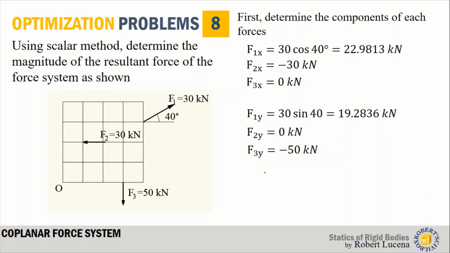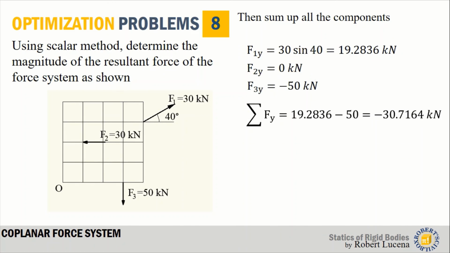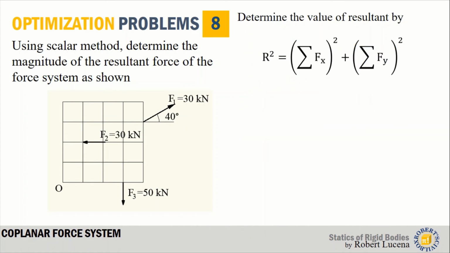Now we get all the y components. The y component of F1 is 30 sine 40. The y component of F2 is 0 because this is directed to the left. And the y component of F3 is negative 50 because this is directed downward. Now we get the summation of forces along x by adding up all the x components, and similarly we get Fy by adding up all the y components.